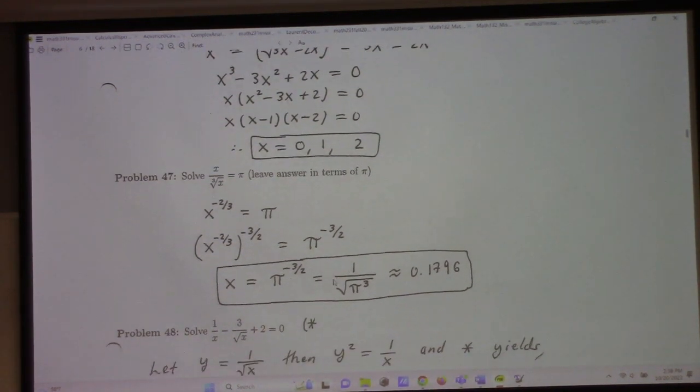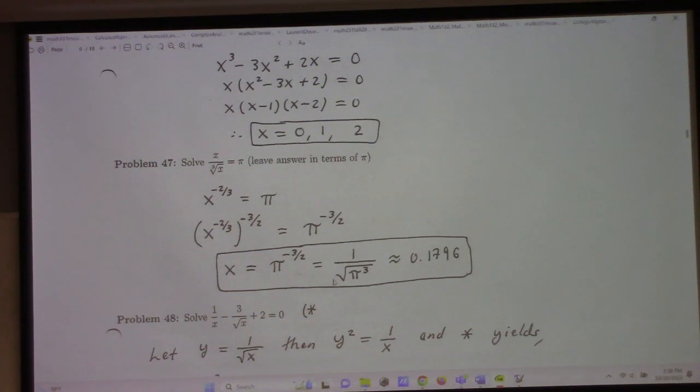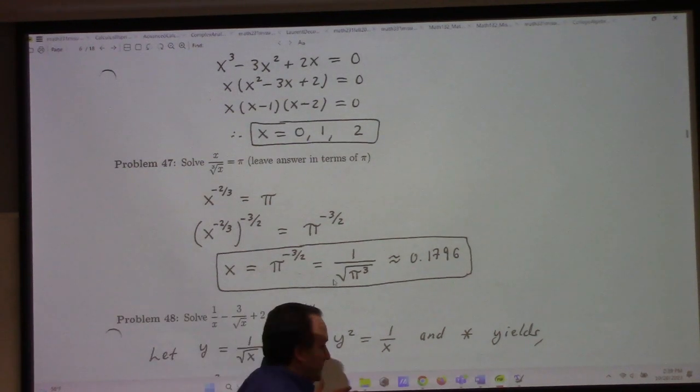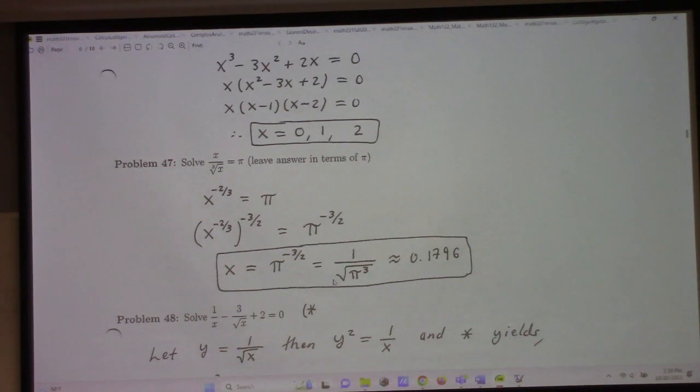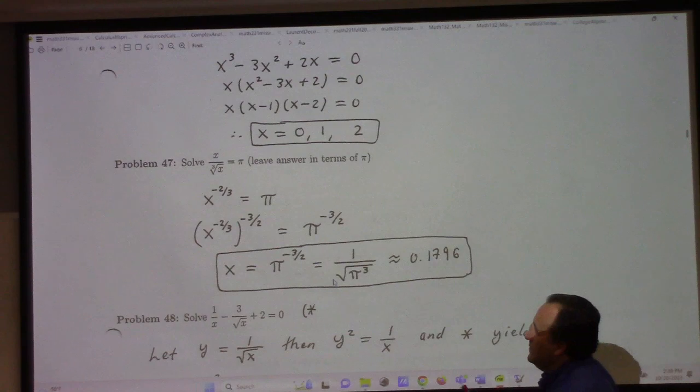You could be gaining solutions when you square an equation. Now this one here, we worked something a lot like this last class, right? So why is this negative? Well, because it's in the denominator.